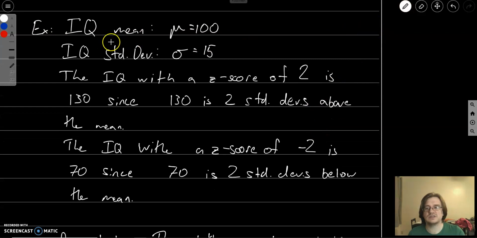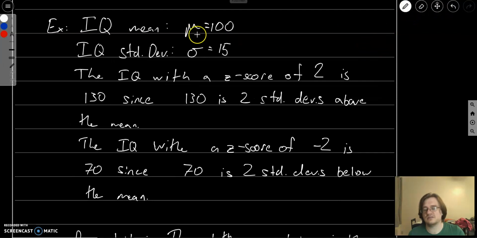So let's quickly look at another example. Back to IQs. An IQ will have a mean of 100 points, and the standard deviation is going to be 15 points. So the IQ with a z-score of 2 is going to be 130. And why is this? Well, this is positive 2, so we're going to take the mean and add 2 standard deviations to it. One standard deviation is 15, so after we add 2 standard deviations, we're up to 130. So 130 is 2 standard deviations above.